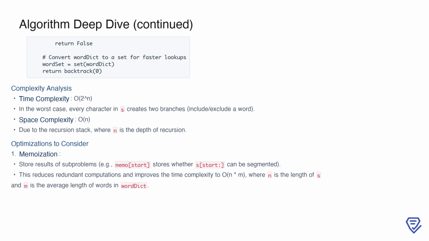To address the inefficiencies of this approach, we can introduce memoization. By storing the results of previously computed subproblems, such as whether a certain substring can be segmented, we avoid redundant computations. This optimization significantly reduces the time complexity to O(n*m), where n is the length of the string s and m is the average length of words in the dictionary.